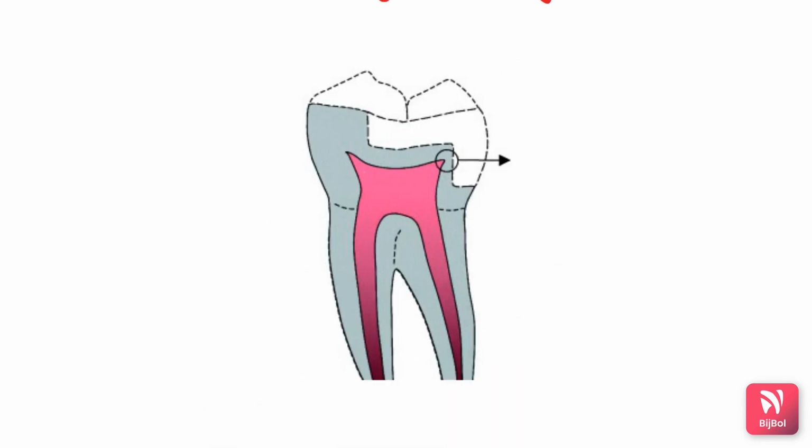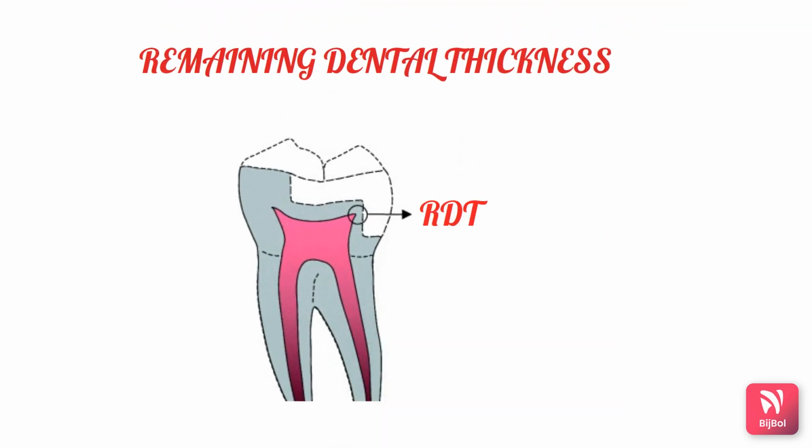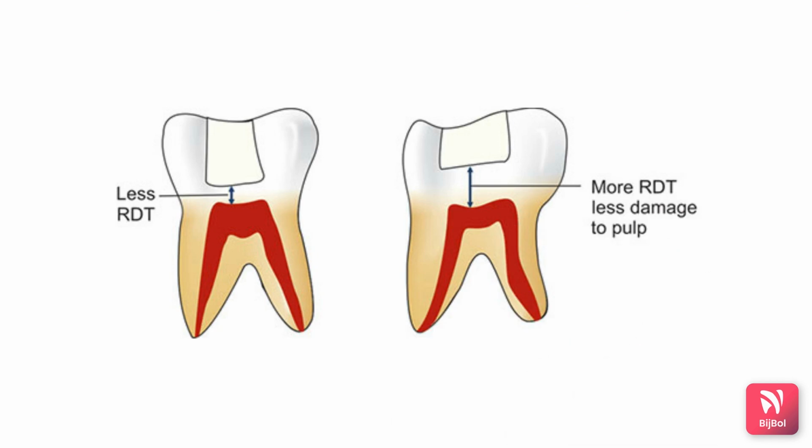Now we'll see the importance of the remaining dentin thickness. The depth of the cavity preparation to the pulp is the single most important factor in deciding the best method of pulp protection. It is the amount of the remaining dentin or the sound tooth structure which is left after the cavity preparation. In this picture, you can observe the amount of the remaining dentin which is present. It is less in the first picture and more in the second picture.